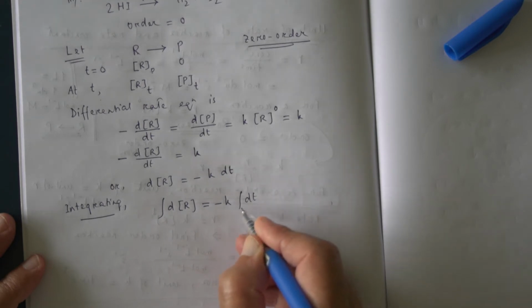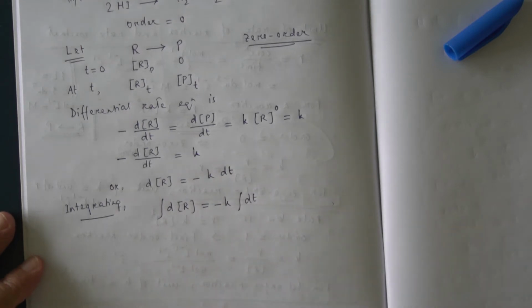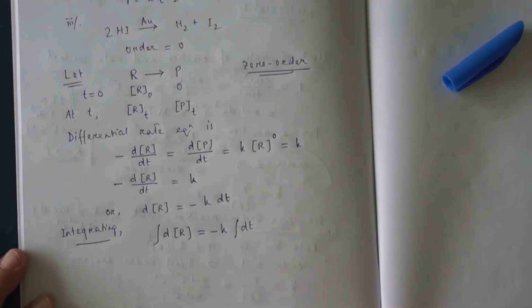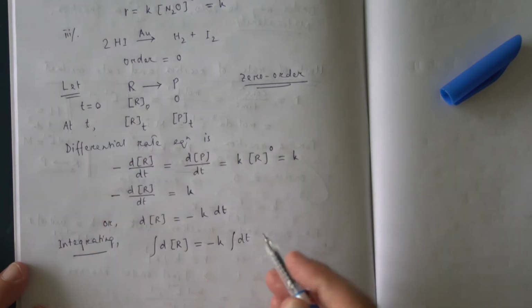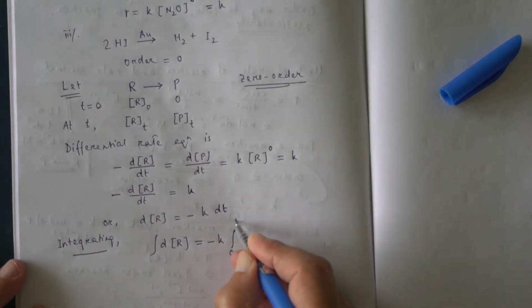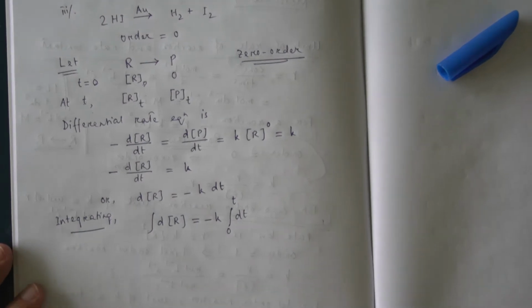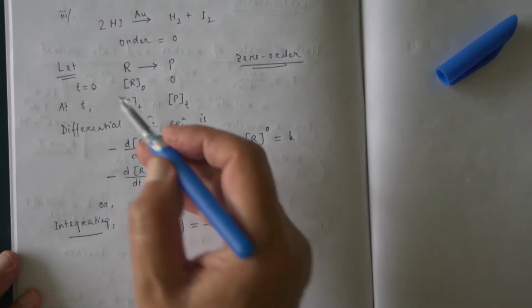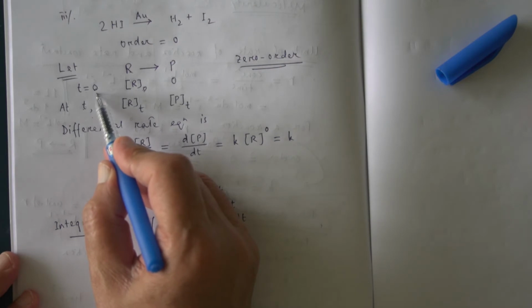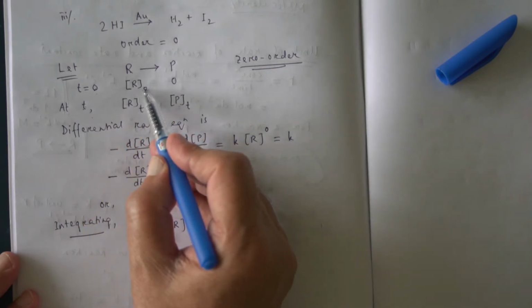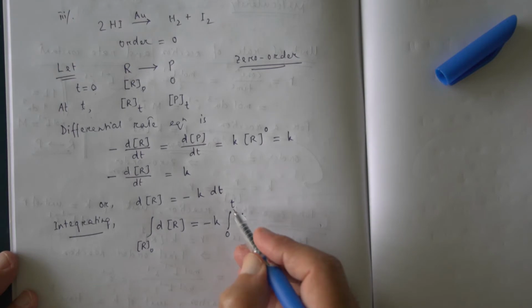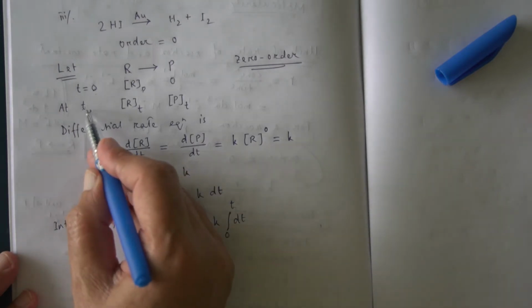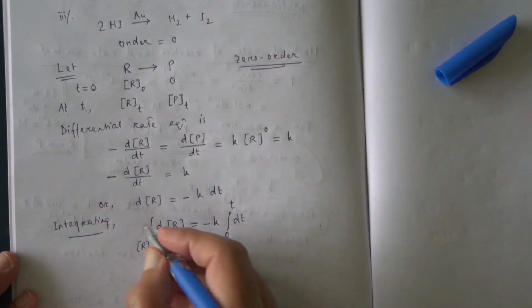And what is the limit of the integration? Time is from 0 to t. When time is 0, concentration of R is R naught. When time is t, concentration of R is Rt.